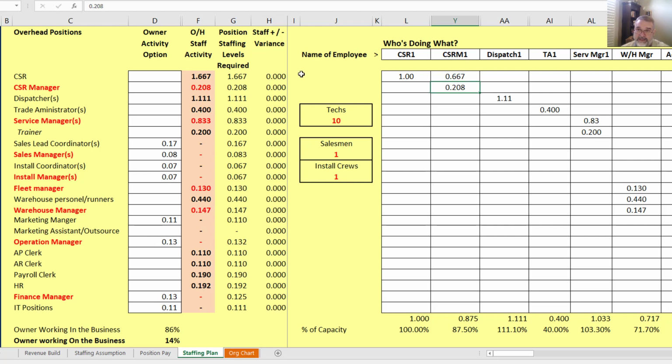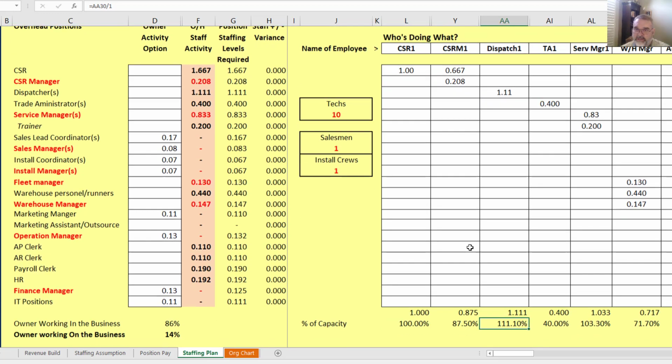CSR in here, but now somebody has to act as the manager. So now this person is acting as manager, took that hat off the owner from the previous one. And now dispatch, that dispatcher's fully loaded at 111%. Okay, and they can be stretched to about 120, 125 in this thought process.